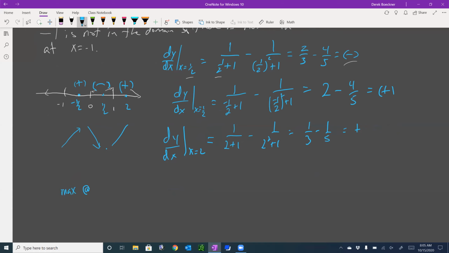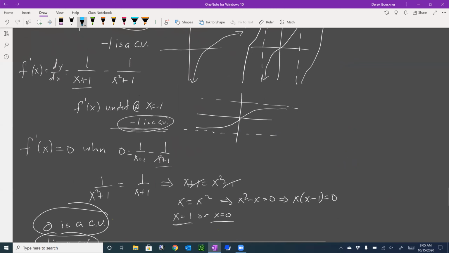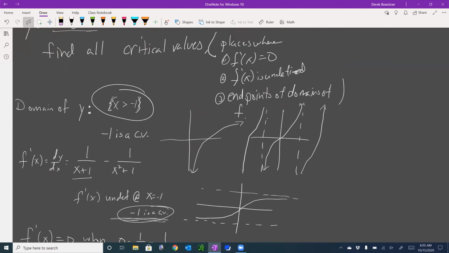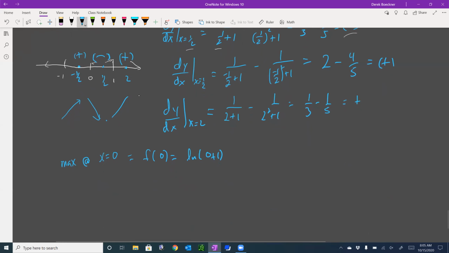at x equals 0, which is equal to f of 0, natural log of 0 plus 1, minus the arctangent of x. This is equal to, well, the natural log of 1 is 0. The arctangent of 0 is 0. It's going to hit a maximum of 0 at x equals 0. Okay.